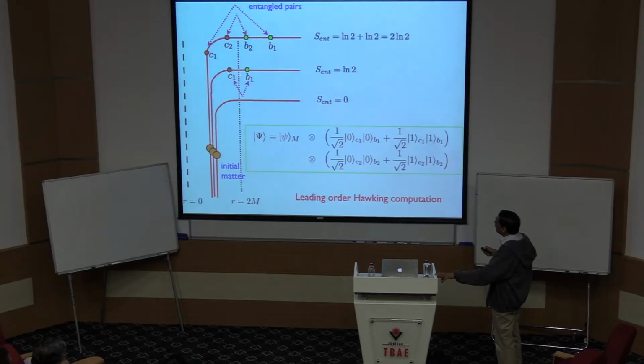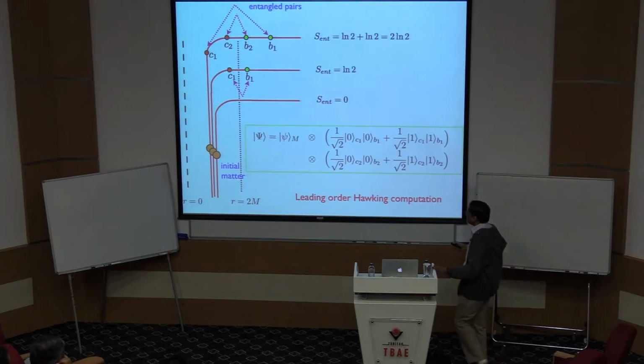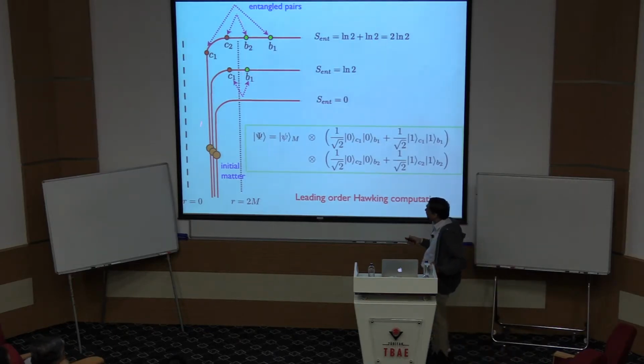B1, this is called C1, and as I said, B1 moves out, C1 moves in, and when the slice stretches, a new pair appears, B2 and C2, and these guys are entangled with each other, these guys are entangled with each other, and so on. And then we can write the amount of entanglement. I'll just do that in a minute, but first let's write the entire state on this complete space-like slice.